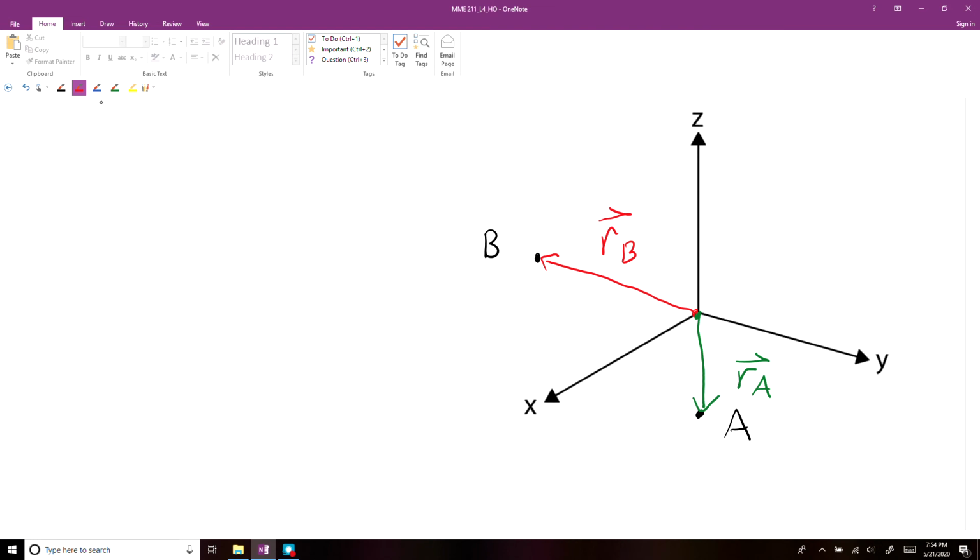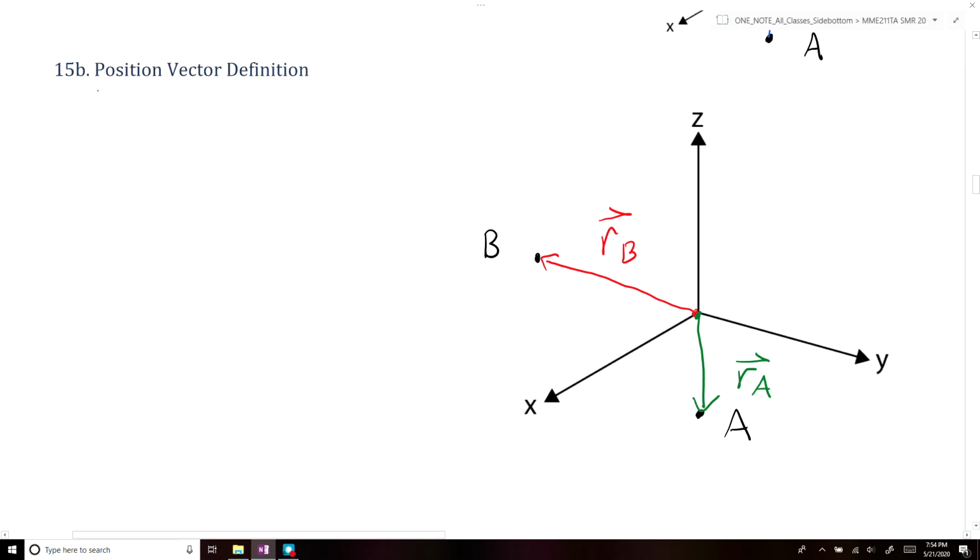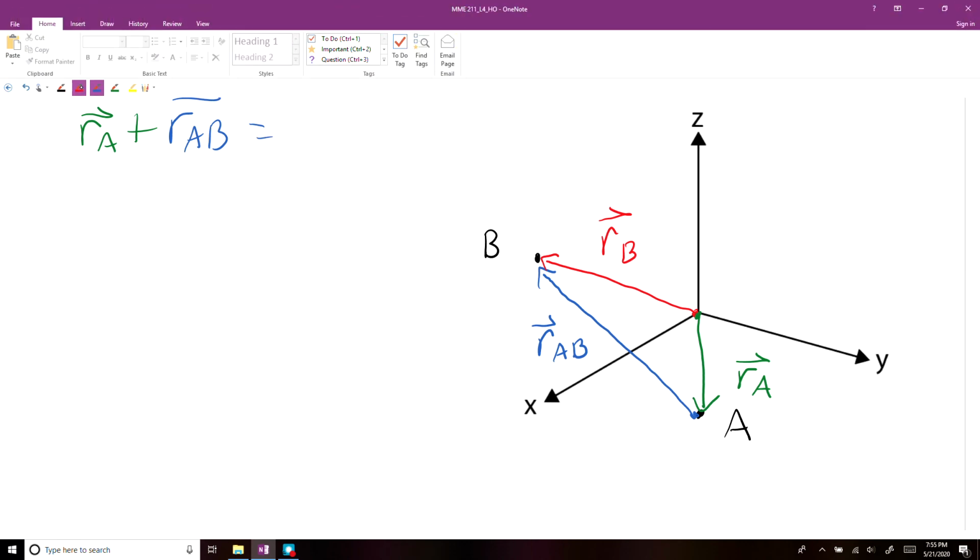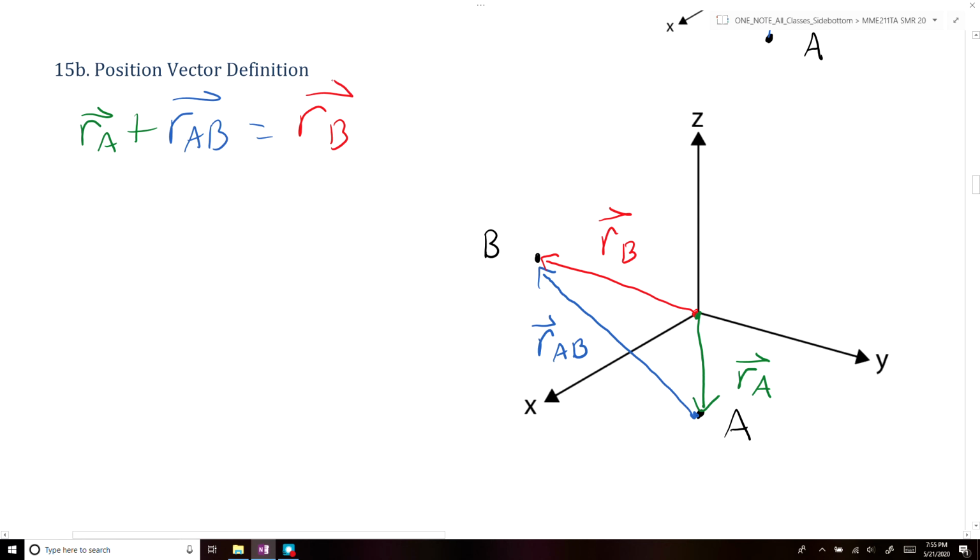So just like we did in lecture 2, we're going to use a vector triangle, or vector addition, to come up with our vector that connects point A and point B. So if we look at this algebraically, we get R of A plus R of AB is equal to vector R of B. Since vector RA and vector RB are both known already, we're interested in solving for vector RAB. So vector RAB is going to be equal to vector RB minus vector RA.